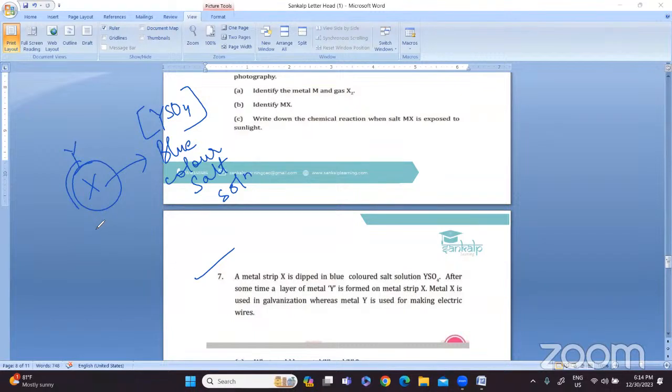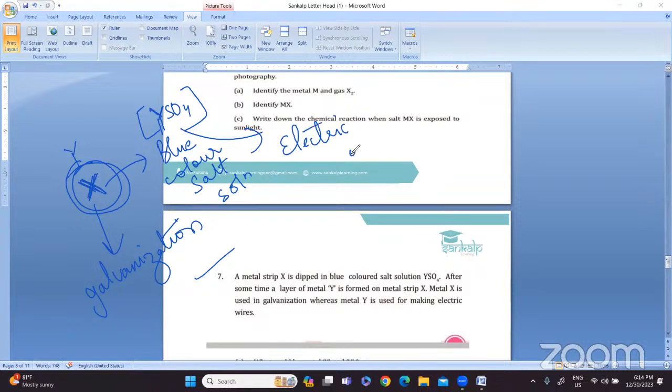Then metal X is used in galvanization. So what is metal X used in? It is used in galvanization. And this Y is used in making electric wires. Fine. So what is the metal strip X? We have to tell now.